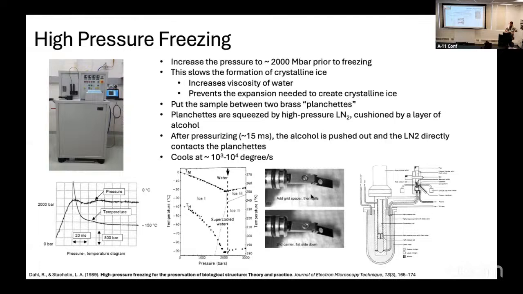So this might perturb cellular structures, but it's so fast it's probably not going to. There are things like actin that depolymerizes at high pressures, but you're probably preserving it with this. It's within 20 milliseconds, so it's probably preserved.